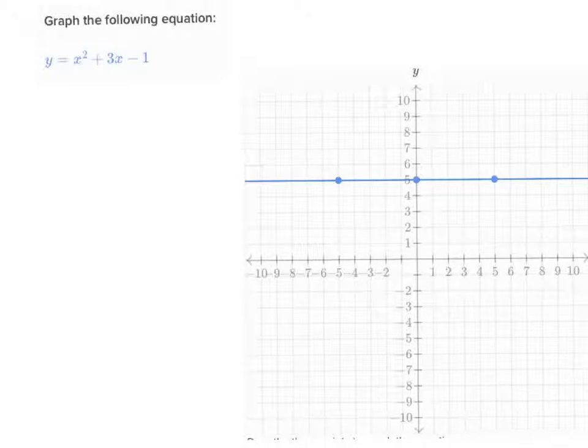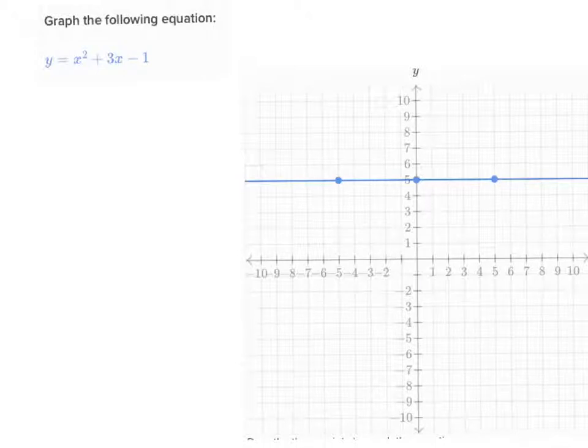All right, so let's look at this together. They want us to take this equation right here and graph it. Now, in Khan Academy, they provide you with 3 points, and you can drag them wherever you want. They want you to drag them so that you have the parabola that represents this equation right here.